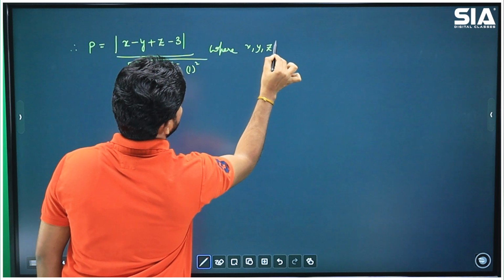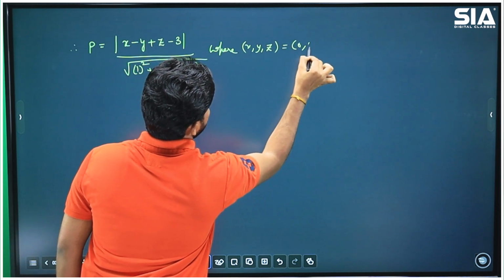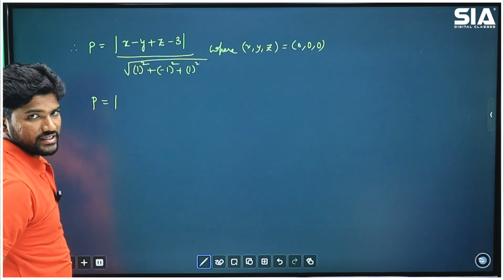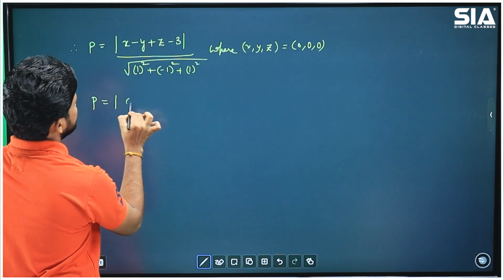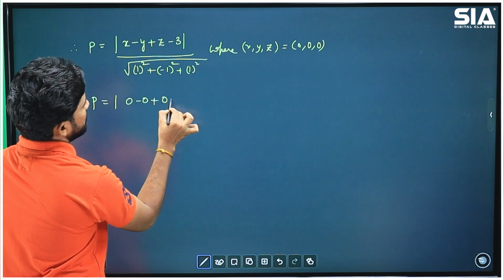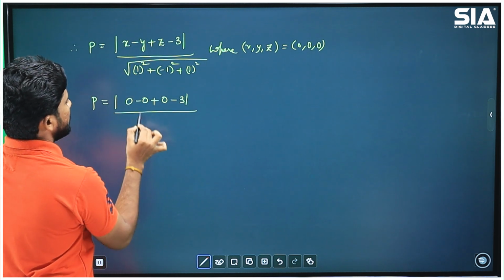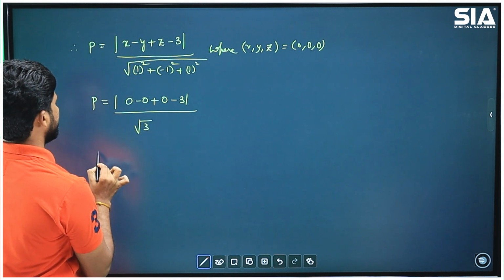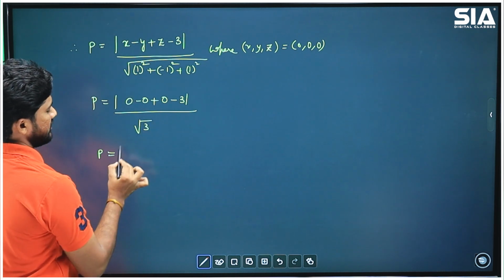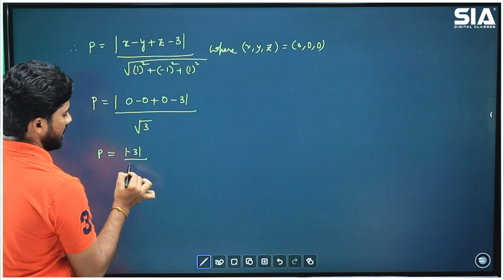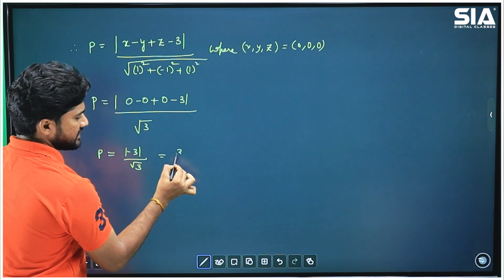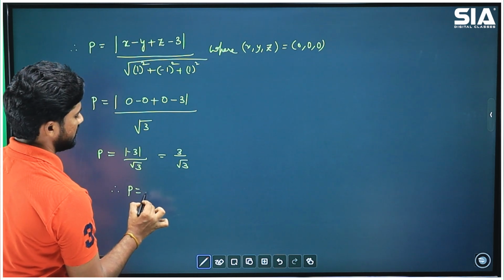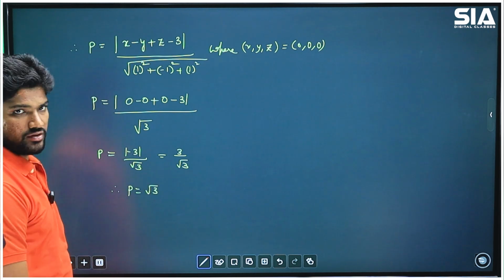x, y, z is equal to the center of the sphere. Now substitute the values. p is equal to, in place of x, y, z, substitute 0, 0, 0. So 0 minus 0 plus 0 minus 3 by under root of 1 square plus (minus 1) whole square plus 1 square, which means 3. So root 3. Therefore p is equal to mod of minus 3 by root 3, that means 3 by root 3. Therefore p is equal to root 3.